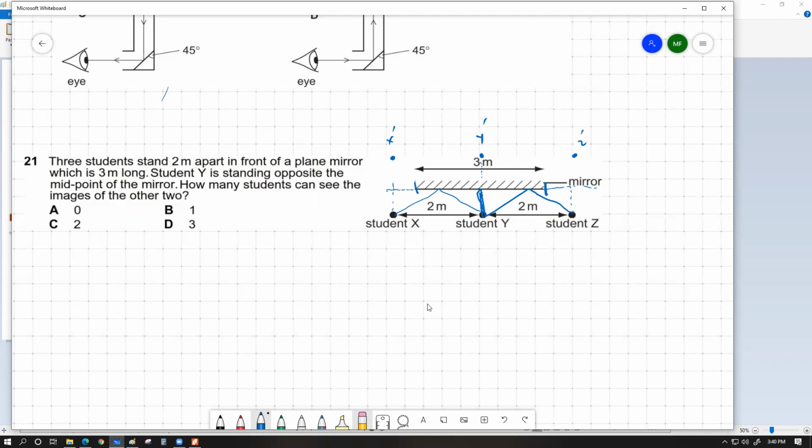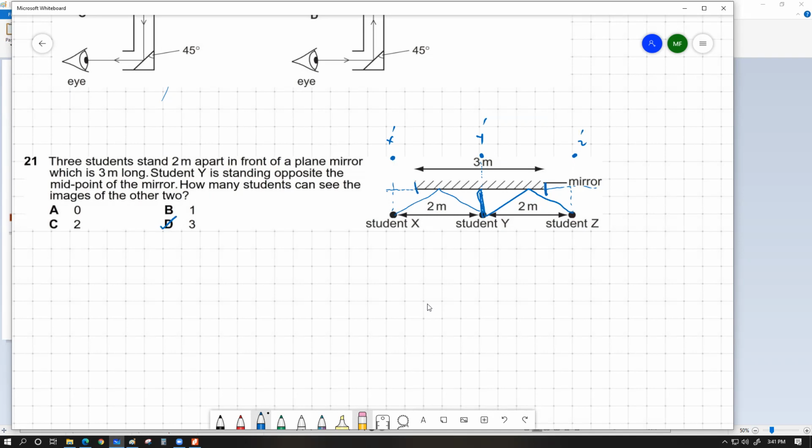Student X sees Y and Z. Student Z sees X and Y. So all 3 of them see the other 2. Additionally, Y also sees himself. So the question says, how many students can see the images of the other 2? That answer is 3. All 3 of them can see the images of the other 2.